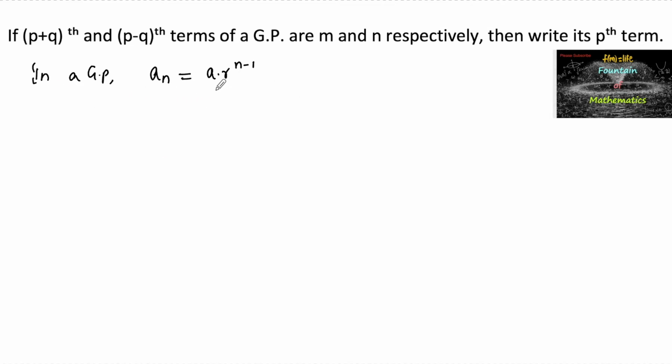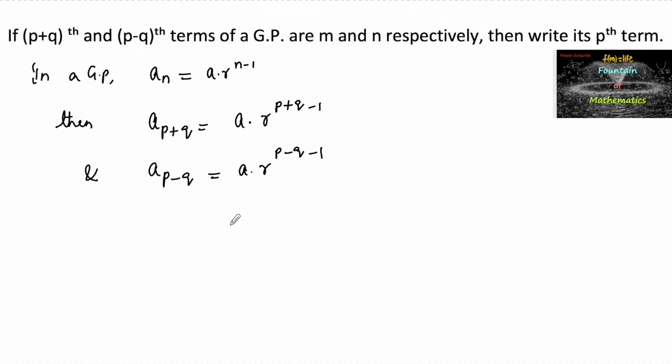So let us consider a the first term and r the common ratio. Then the p plus q term we can write as a_(p+q) equals a into r to the power p plus q minus 1, and also given the p minus q term, that is a_(p-q) equals a into r to the power p minus q minus 1, and these terms of the GP are respectively m and n. Make these equations 1 and 2.